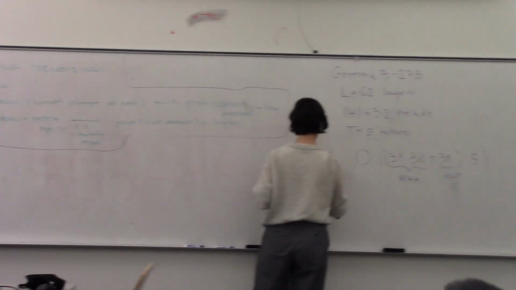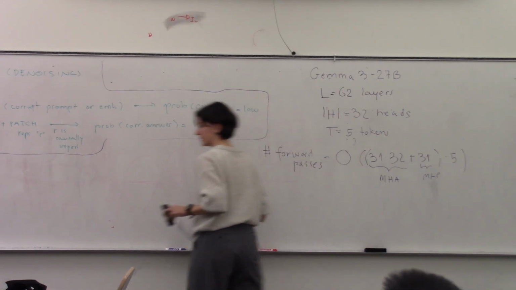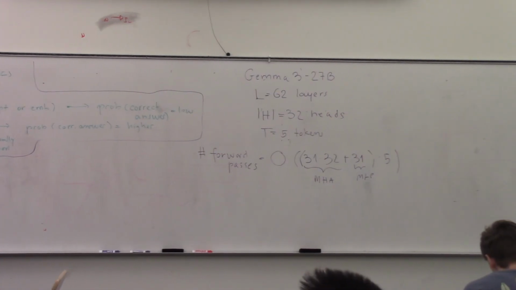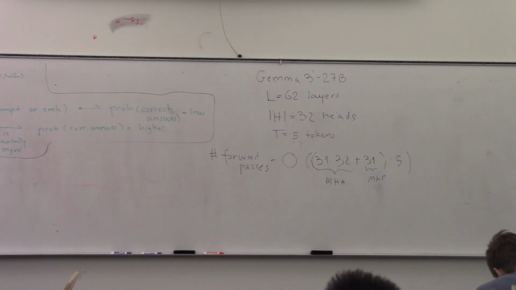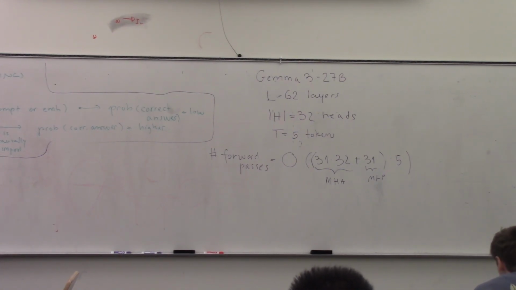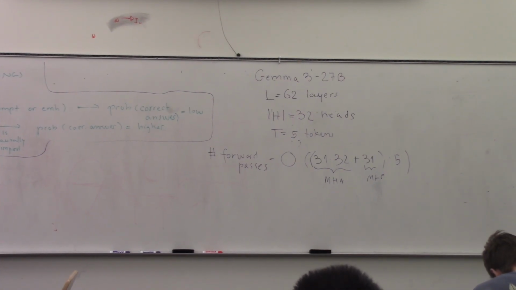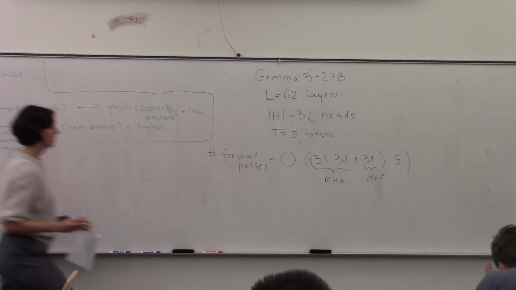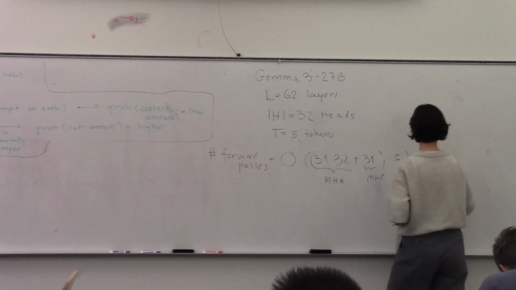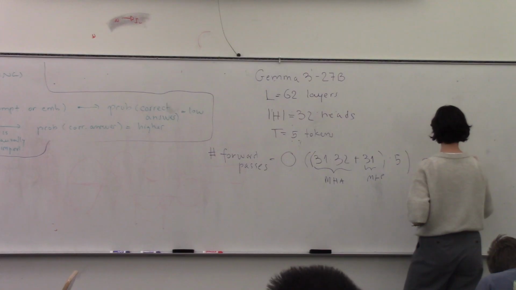Because I messed up in my notes, I don't know exactly what this value is. Let me quickly use a calculator. So we have 31 times 32 plus 31 times 5. That will be roughly 5K forward passes.